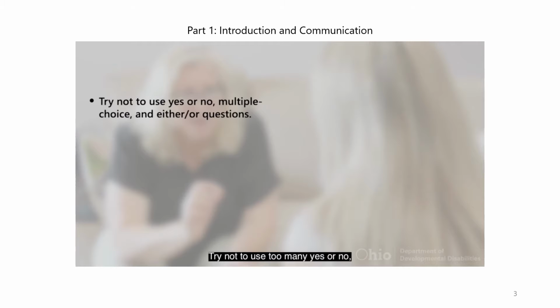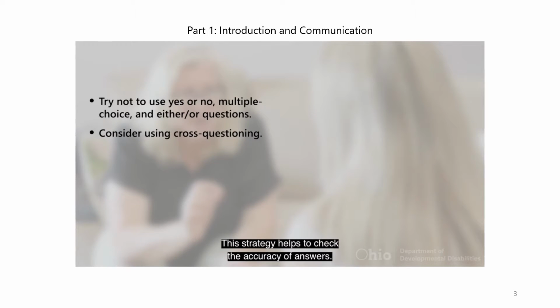Try not to use too many yes or no, multiple choice, or either or questions. Some people with ID may answer these questions the same way over and over, or choose the last choice due to memory problems. Consider using cross-questioning. This strategy helps to check the accuracy of answers. An example is, do you sleep well at night? And this could be later followed up with, do you have trouble sleeping?